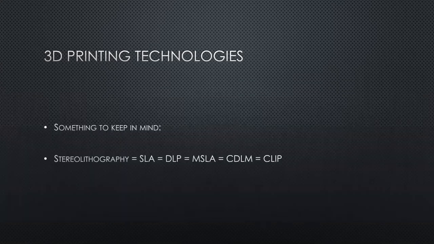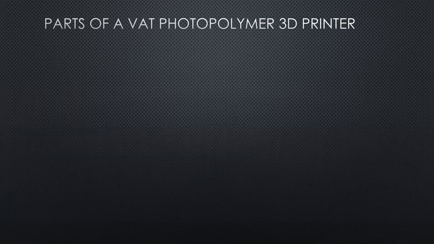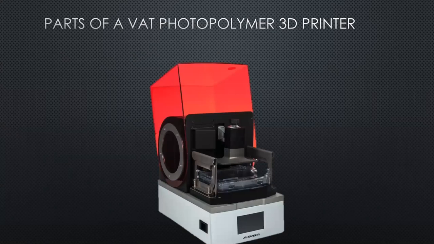Now let's talk about the basic parts of a VAT photopolymer 3D printer. No matter if you have a laser SLA, DLP, LCD, or a non-contact DLP printer, these are the basic building blocks that make up a resin printer. You have your UV protective cover, something to filter out the UV light so that the resin doesn't accidentally cure. These are our photosensitive materials that we're working with. So overhead lights, natural daylight, anything that emits UV radiation will cure your resin.